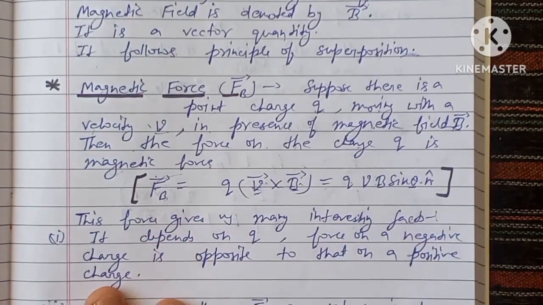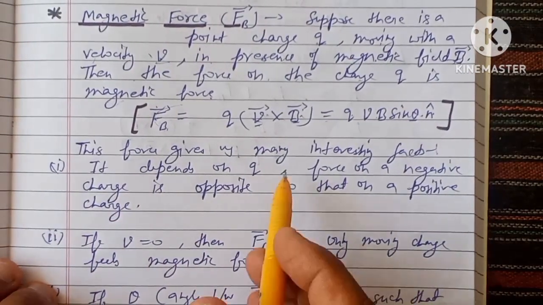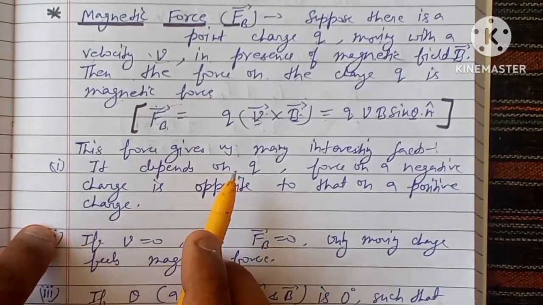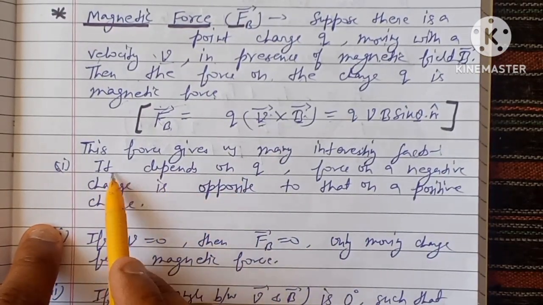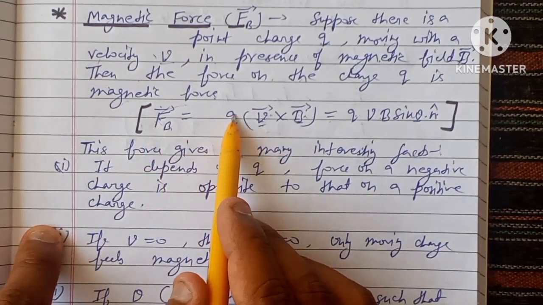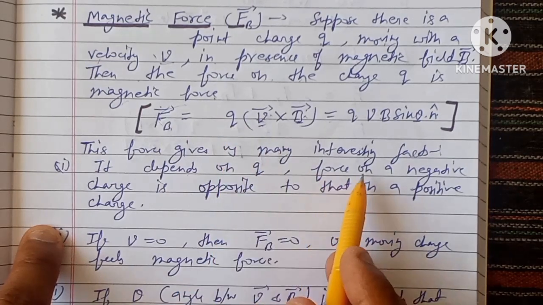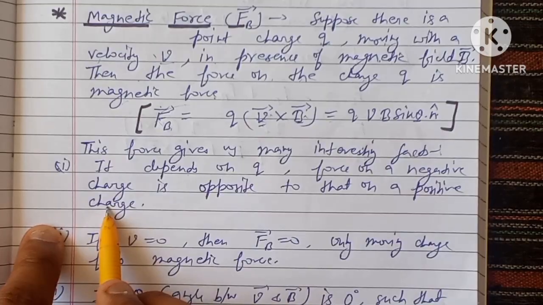Now, from this formula of magnetic force, we can come to many conclusions. The first conclusion is that the force depends on q, which means the force on a negative charge is opposite to that on a positive charge.